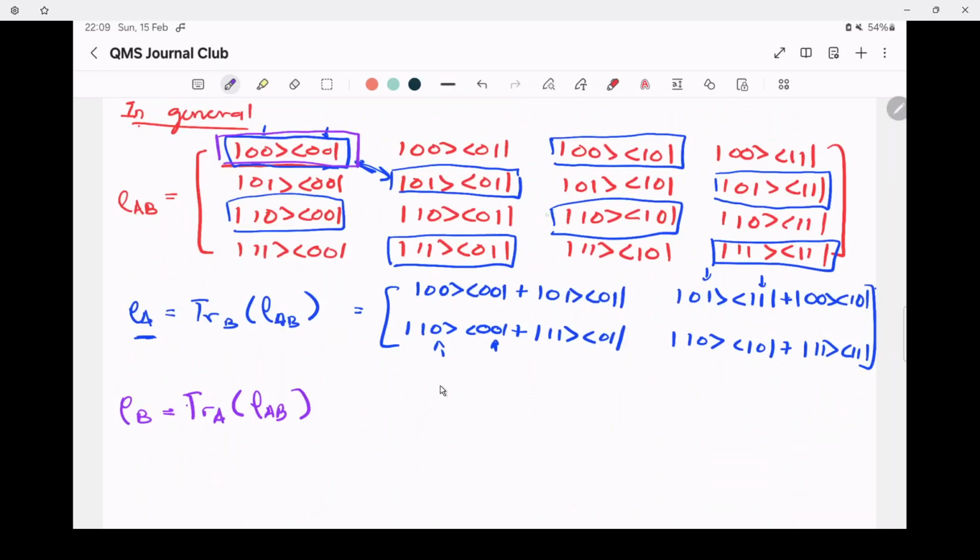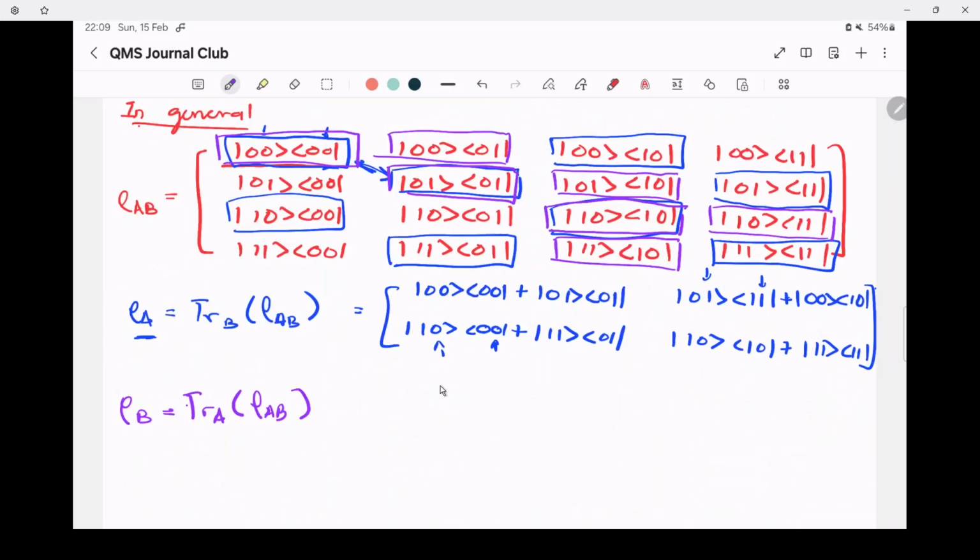1010, and then 0001, 1011, 0110, 1110, 0001, already done. 1011, done. 0101, this one.